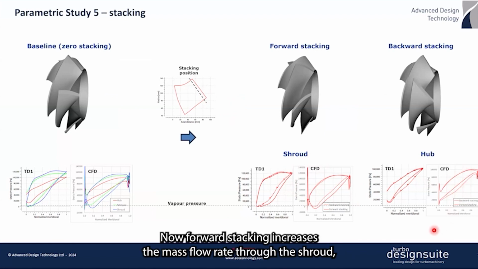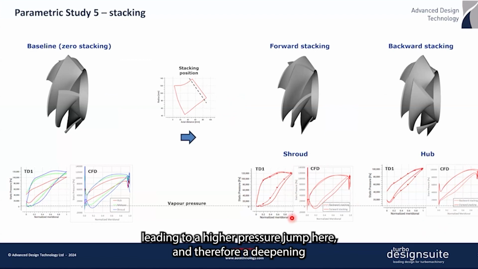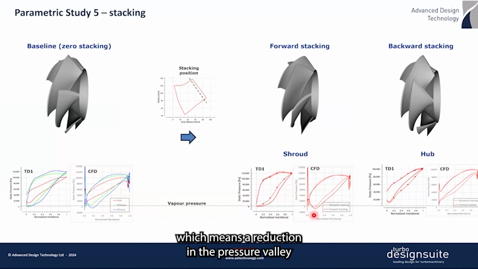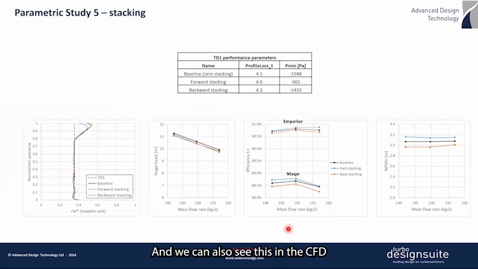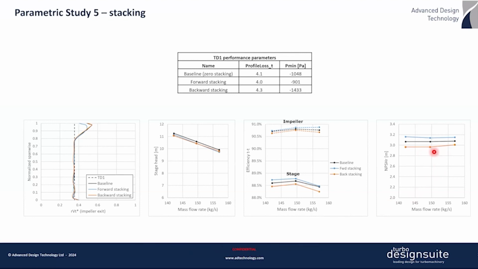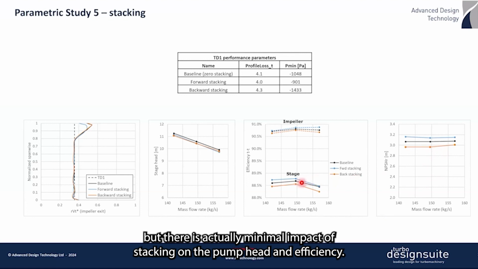Now, forward stacking increases the mass flow rate to the shroud, leading to a higher pressure jump here, and therefore a deepening of the pressure valley in this region, whereas backward stacking has the opposite effect, which means a reduction in the pressure valley and is therefore beneficial in terms of cavitation. And we can also see this in the CFD performance maps where the NPSHR has improved due to the backward stacking, but there is actually minimal impact of stacking on the pump head and efficiency.